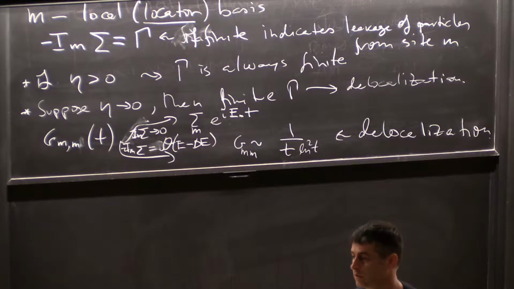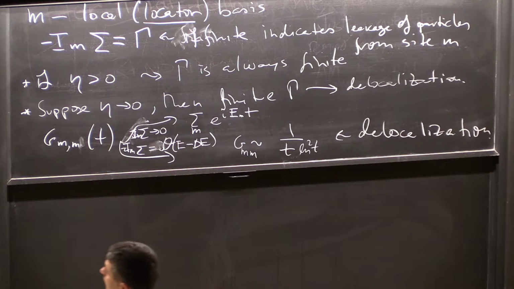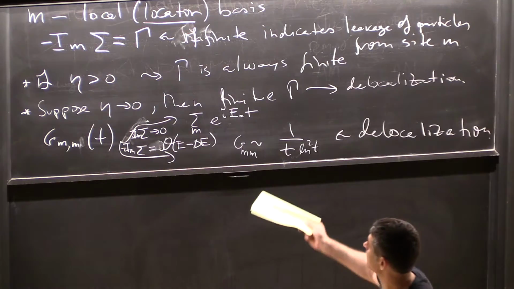Can you just go back to the answer to the eta? Eta, sorry. Yeah, so eta, at this point, is just stuck in because of causality. That's how we define Green functions, right? Yes? Then what's the question?